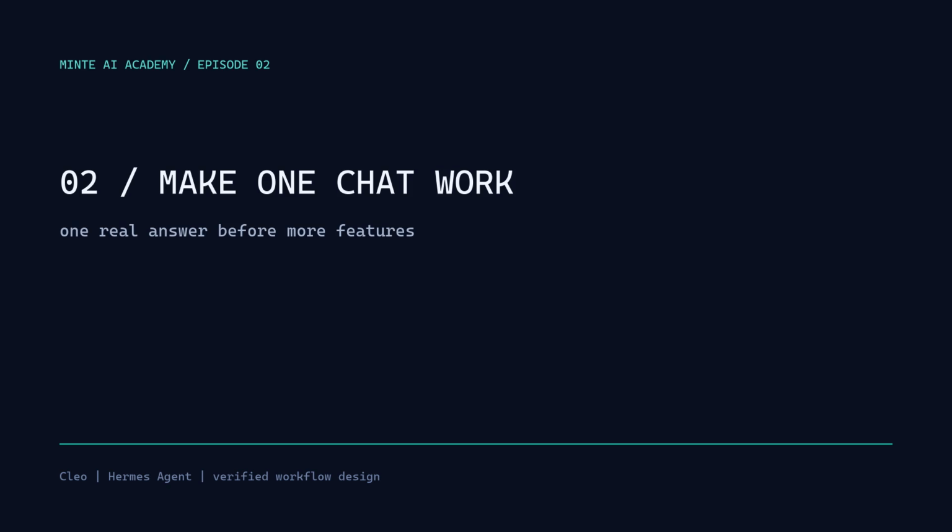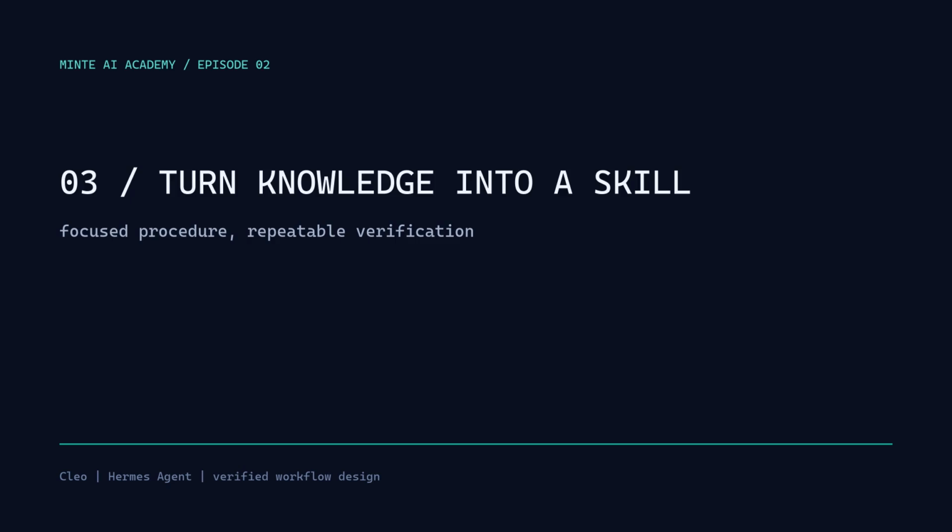A skill is reusable operating knowledge. Instead of pasting the same research rules into every session, you put the procedure in a skill and load it when the task matches. Browse with Hermes skills list, search the hub when you need a community skill, or create a local skill when the workflow is yours.